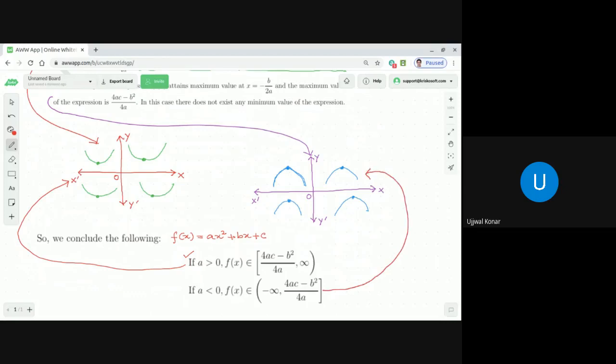So in this case, in the green curve, what is that? We only get the minimum value. And minimum value starts with what? 4ac minus b square by 4a towards infinite. Means that is a range. Minimum value is 4ac minus b square by 4a, which is obtained at this point. But the maximum value, we do not know. It goes up to infinite because it is flipped upward, going up and up and up like this. If I draw this, going up and up and up, you do not know where it actually ends. There is no maximum value.